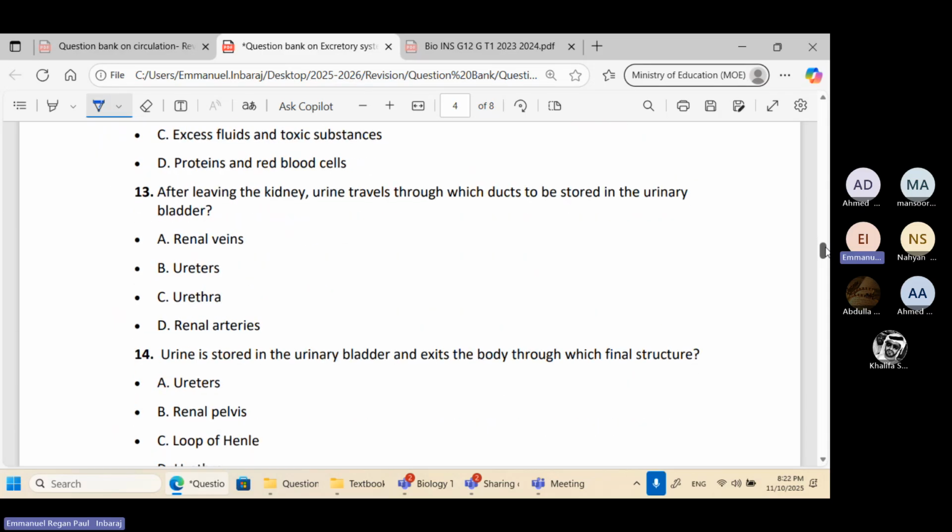See, after leaving the kidney, so here is the kidney. Then you have the ureter. This is the ureter. You have another kidney here. You have another ureter, and these two ureters will join in the urinary bladder like this, right? So now the question is this way.